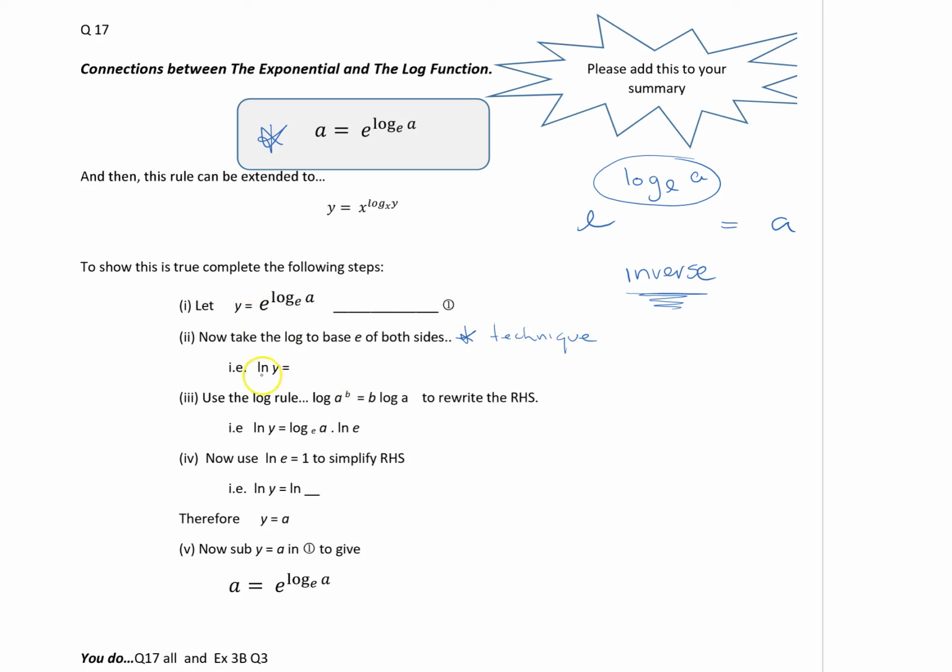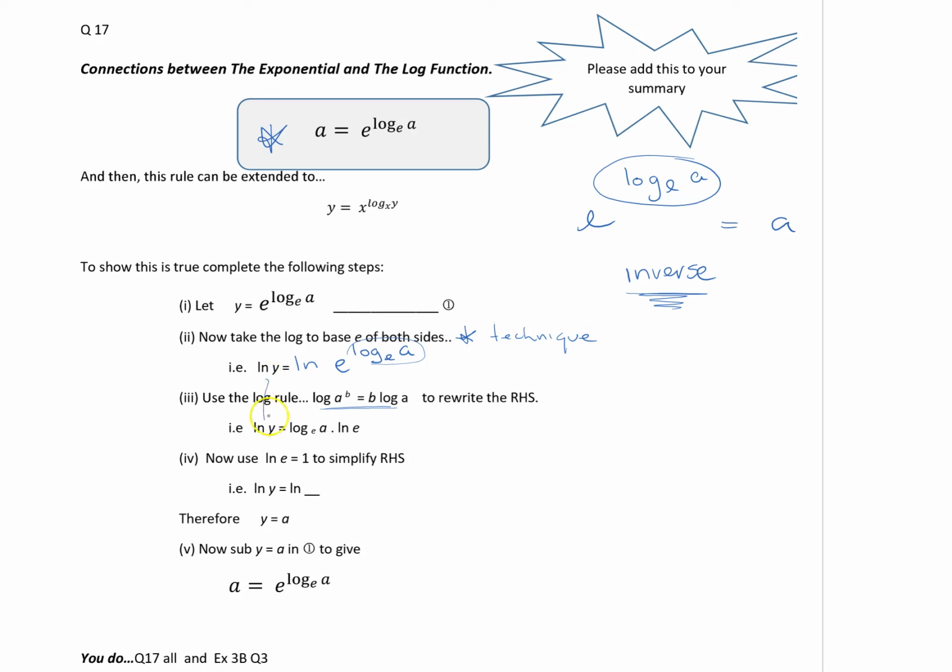So if I'm taking the log to base e, I can abbreviate that to ln. So of both sides, it's ln y, and on the right, ln of e to the log base e of A. Now, I'm going to work on this right-hand side. If we've got log of anything to a power, there's a rule that says you can take that power and bring it to the front of the log. If you've got log of A to the power B, you can bring the B to the front times log of A. So we're going to use that to rewrite this right-hand side.